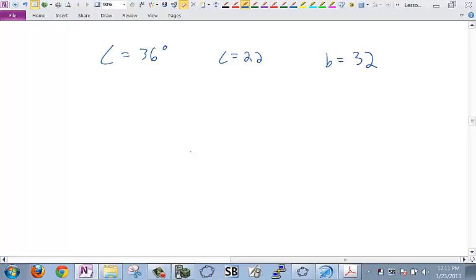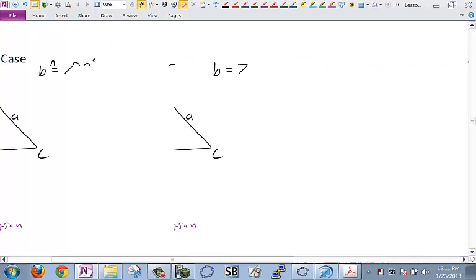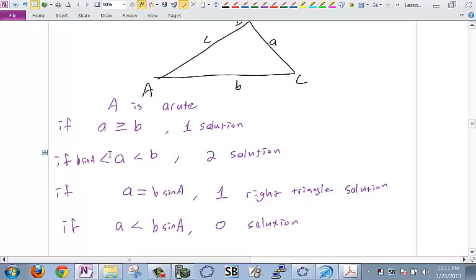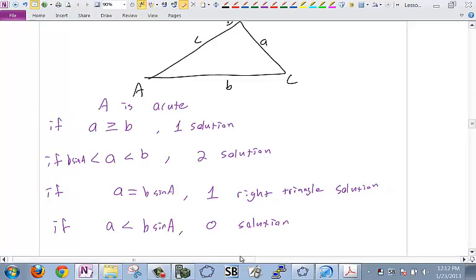I thought if A was greater than B side, A was no solution. Did I get that wrong? That's wrong. If A is greater than B sine A, but is less than B, two solutions. If A is less than B sine A, no solution.